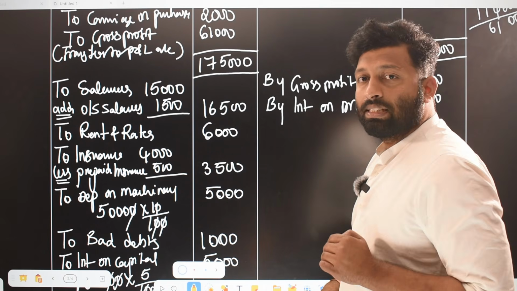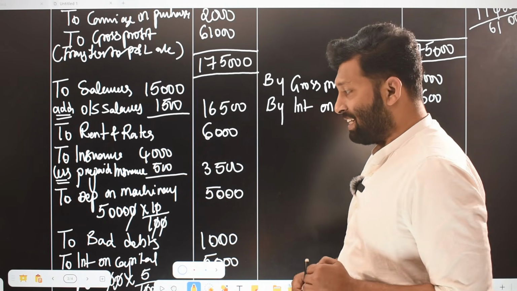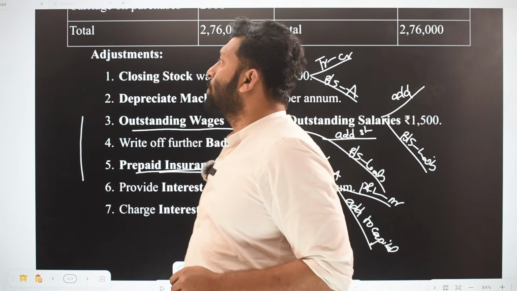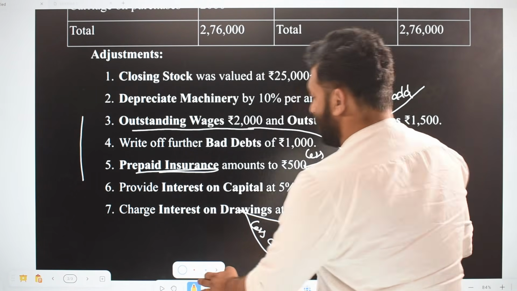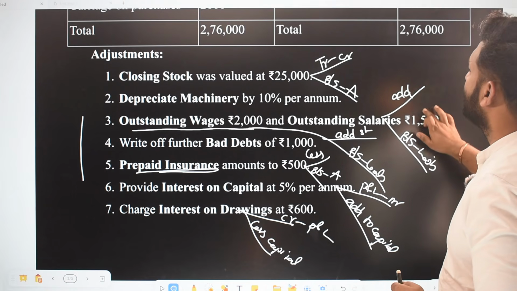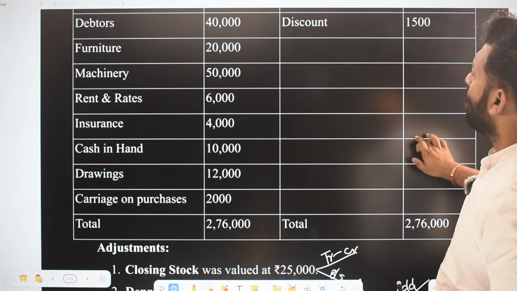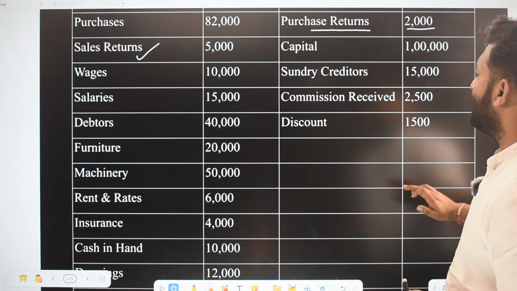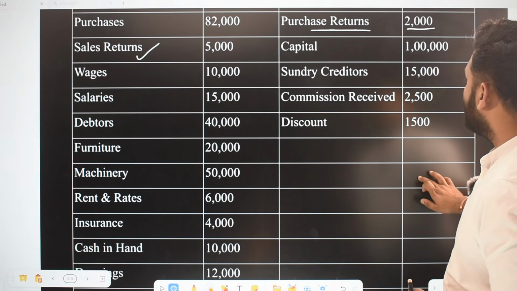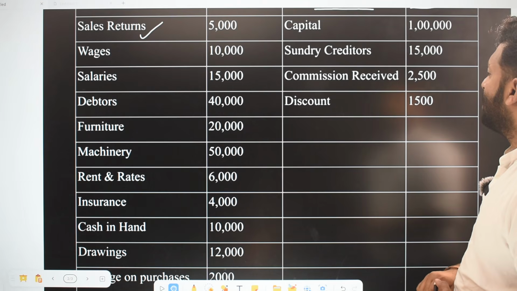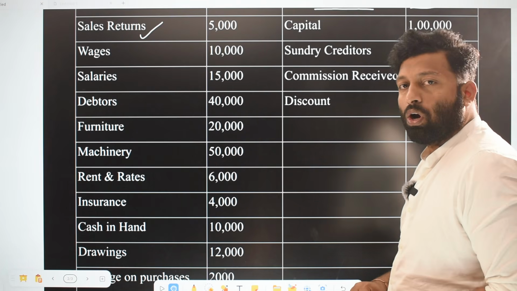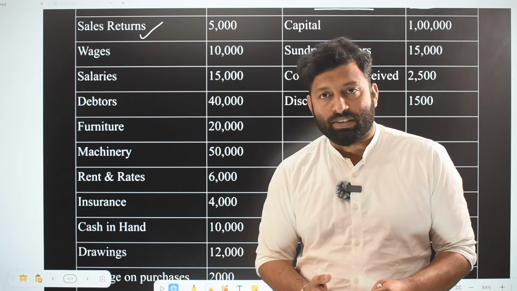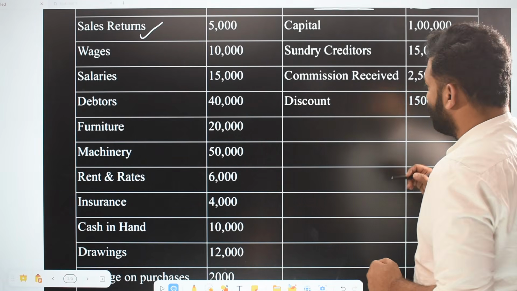Now look at the credit side of your given trial balance, for the credit aspects of profit and loss account. What are the credit aspects of profit and loss account here? Now look at the credit side of the trial balance. All these are revenue. We have purchase returns, done. Capital is a liability. Creditors is a liability. Commission received 2,500 and discount in the credit column. Discount in the credit column is nothing but discount received. Clear. So both are revenue.